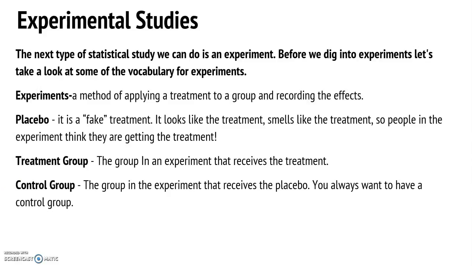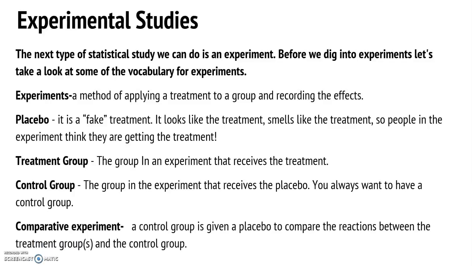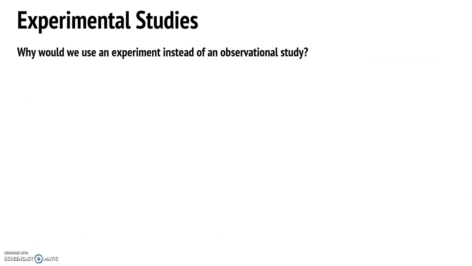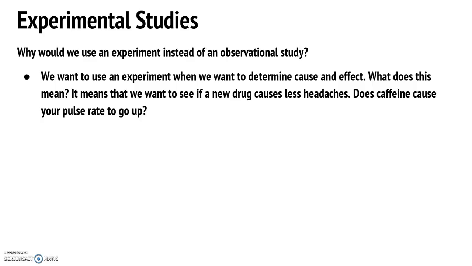When you're doing an experiment, you always want to have a treatment group and a control group. You want to have something to compare your treatment to, so that's called a comparative experiment. It's when a control group is given a placebo and we compare the placebo to the reactions with the treatment group. All right, so why would we use an experiment instead of an observational study?